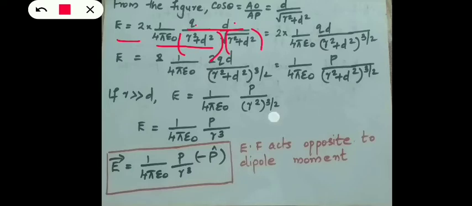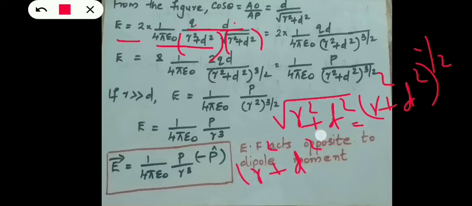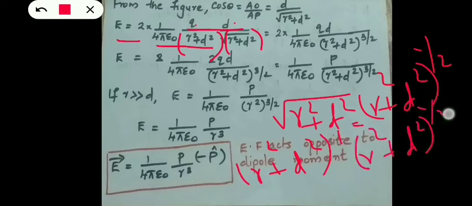And you know, square root of r square plus d square means what? Square root of r square plus d square is nothing but r square plus d square whole raised to 1 by 2. So when you multiply two similar terms with different powers, use the properties of power. What is that? Just add the power. So here you have r square plus d square with power 1, and r square plus d square all raised to 1 by 2. When you add the power, you will get 1 plus half, which is 3 by 2. So what will be the expression? 2 into 1 by 4 pi epsilon naught into QD by r square plus d square all raised to 3 by 2.